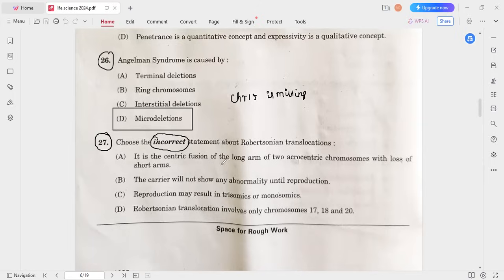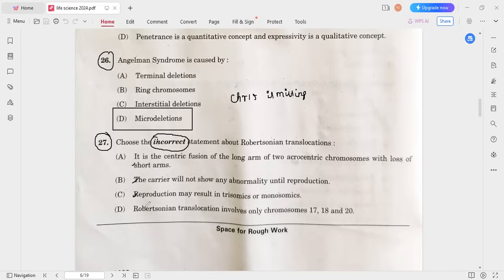It is the centric fusion of the long arms of two acrocentric chromosomes with loss of short arms. Correct. Option B, the carrier will not show any abnormality until reproduction. Correct, because once it is reproduced, then only it will show some abnormality. Reproduction may result in trisomics or monosomics. Exactly, when reproduction takes place it leads to trisomies like Down syndrome and all.